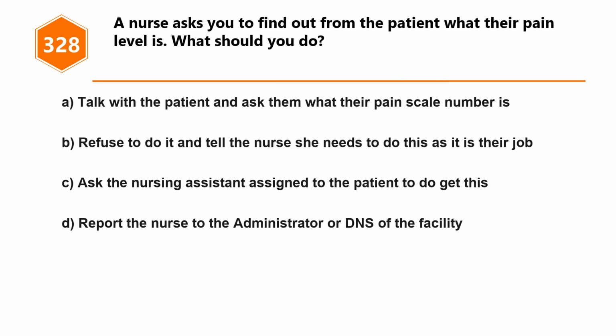Question 328. A nurse asks you to find out from the patient what their pain level is. What should you do? Option A, talk with the patient and ask them what their pain scale number is. Option B, refuse to do it and tell the nurse she needs to do this as it is their job. Option C, ask the nursing assistant assigned to the patient to get this. Option D, report the nurse to the administrator or DNS of the facility.